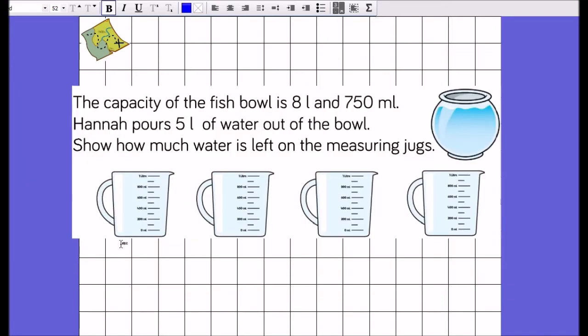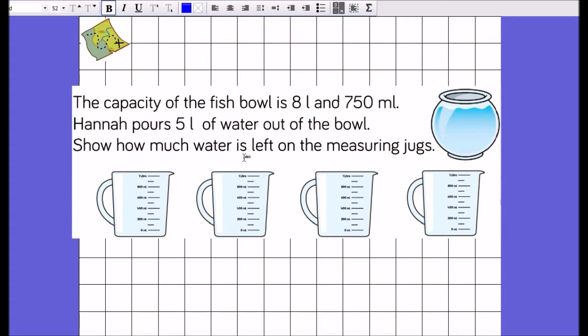I want you to have a go at this one yourself, okay? So the capacity of this fishbowl is 8 litres and 750 millilitres. Hannah pours 5 litres out of the bowl. Show how much water is left on the measuring jugs. Okay, so I want you to have a go at that and then unpause the video and I will explain how you should have done it.